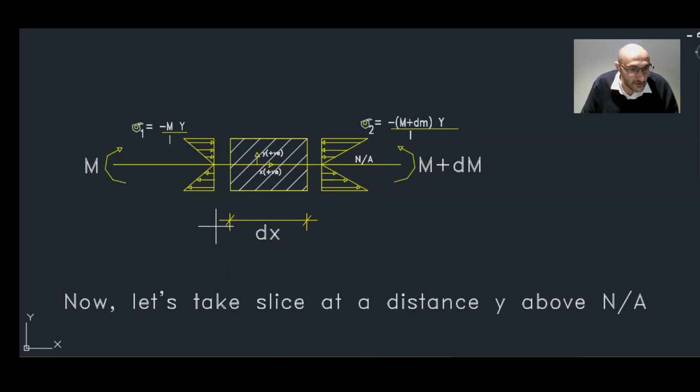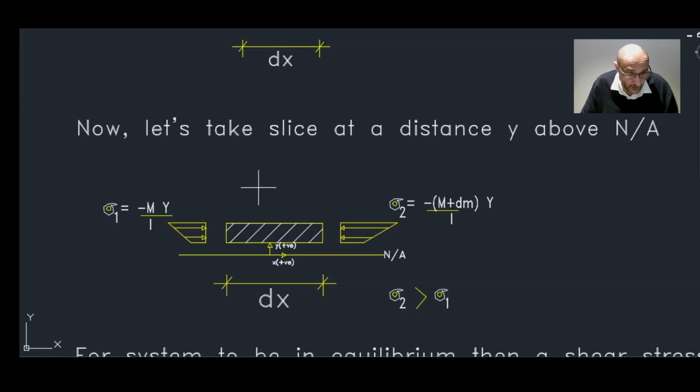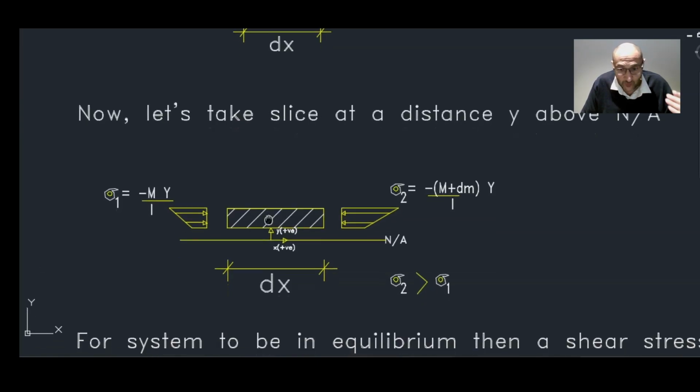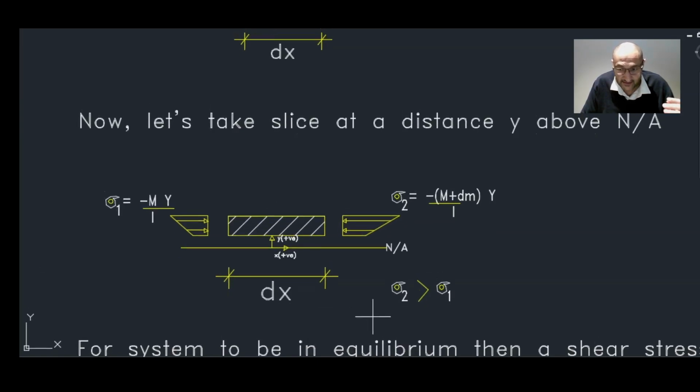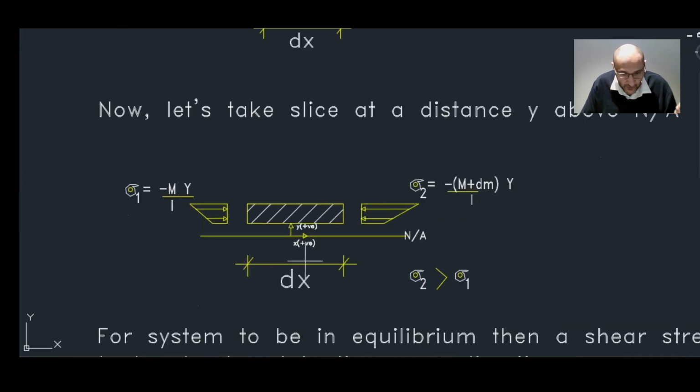Now, let's see what's happening. We take this slice. Let's say we take a slice at a distance y above the neutral axis. Or the right terminology is to take a free body diagram at a distance y above the neutral axis, and then study the internal forces within this section that we took.